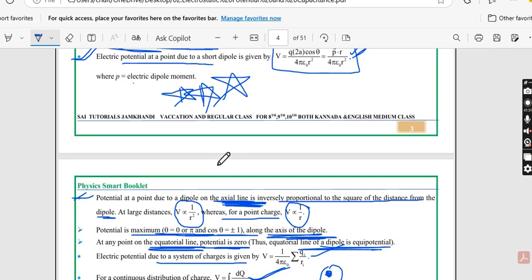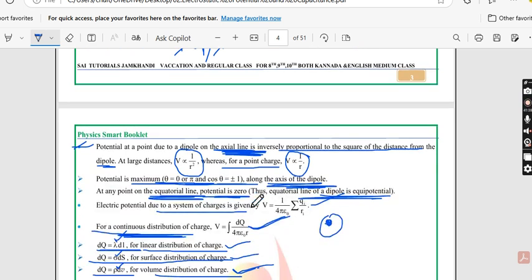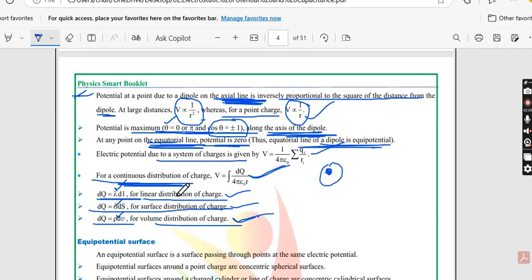Consider the potential at a point due to a dipole on the axial line: it is inversely proportional to the square of the distance, whereas for a point charge, V is inversely proportional to R. The potential is maximum on the axial line, where theta becomes 0 degrees or pi, so the value of cos theta becomes plus or minus 1 along the axis of the dipole. At any point on the equatorial line, which is perpendicular, the potential will be 0.